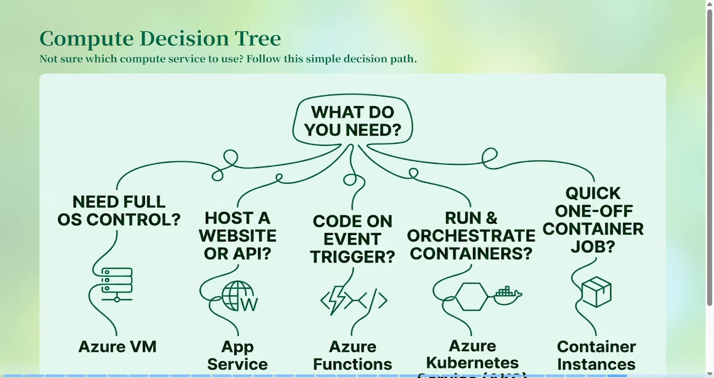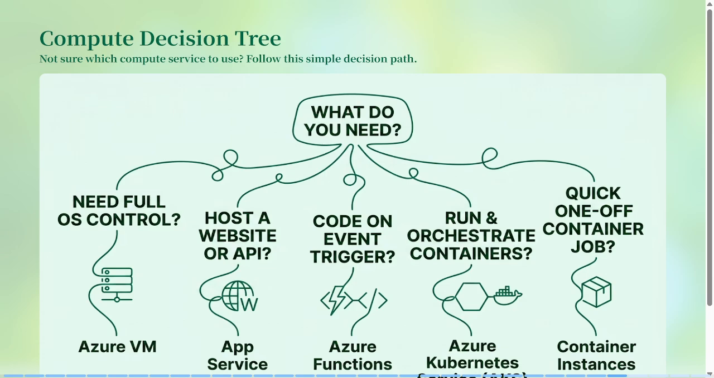Compute decision tree. Now let's simplify one of the most important skills in Azure, choosing the right compute service. Instead of memorizing options, we use a decision tree approach. This helps us quickly identify the correct compute service based on the workload requirements. Let's go step by step.